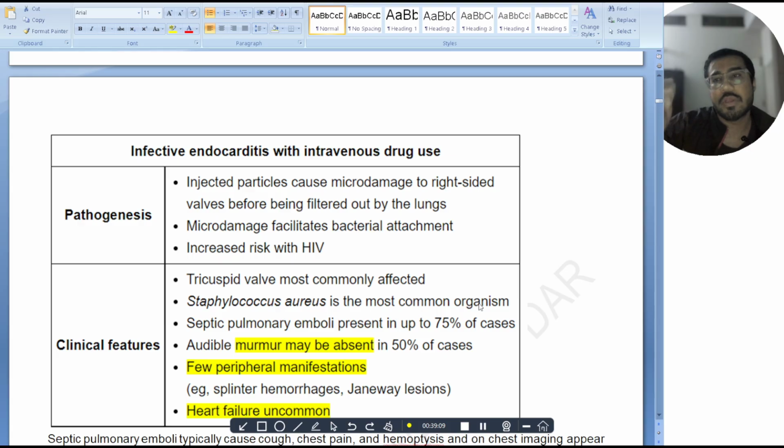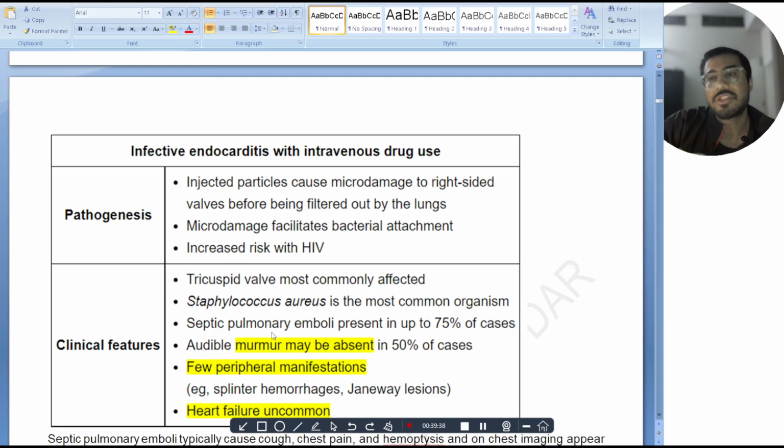Why? Because when they are injecting, the skin is punctured, the Staph aureus also enters, and then it adheres to the damaged valve. Septic pulmonary emboli, because it's not on the left side of the heart. Those septic or embolic phenomena would be observed in the lungs. And how? The patient is going to cough, have pleuritic chest pain, and can have a complaint of blood-tinged sputum as well.